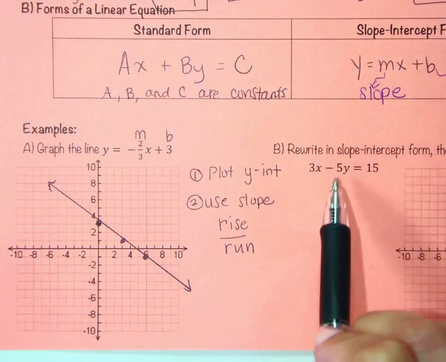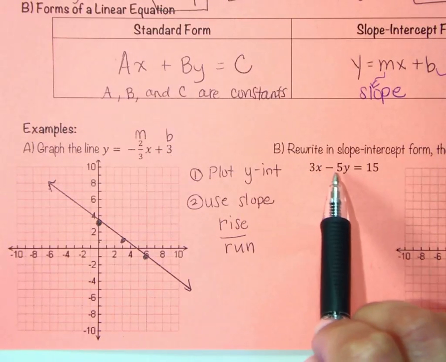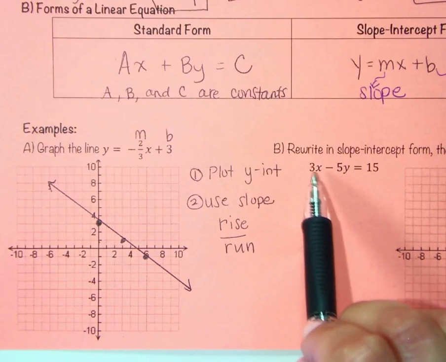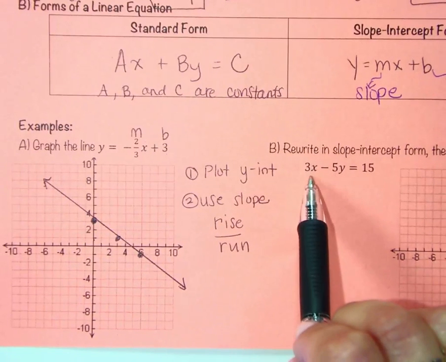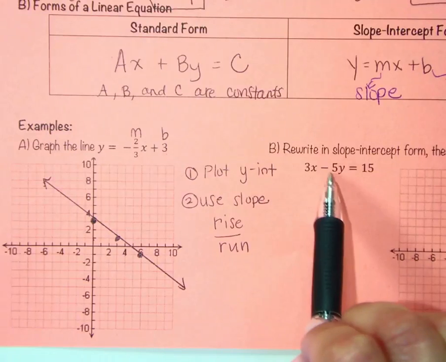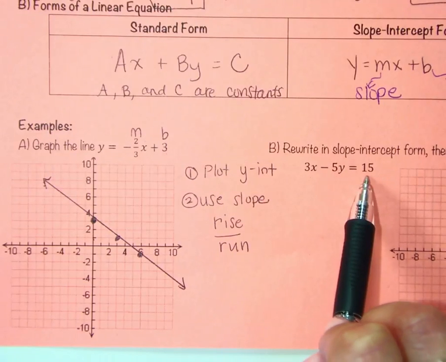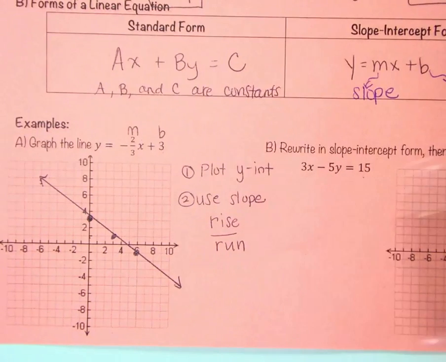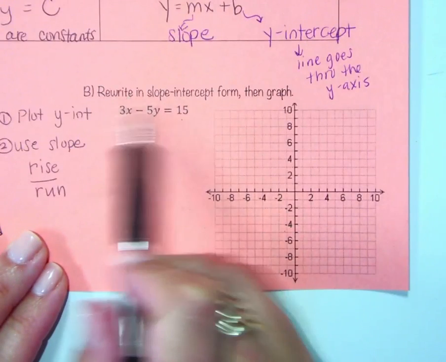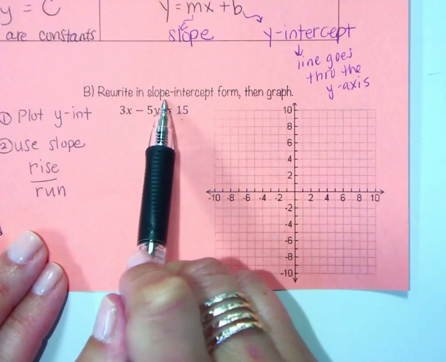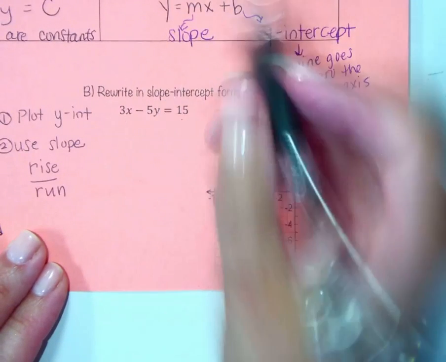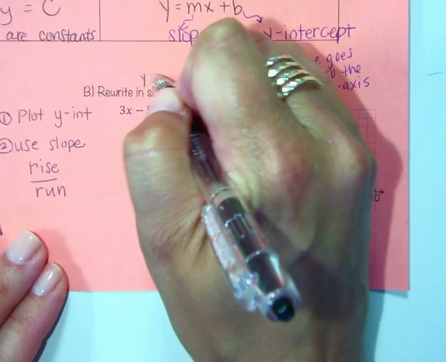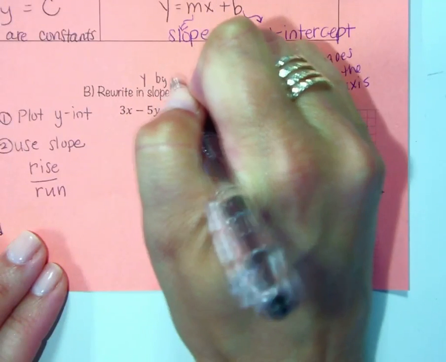So if you look down at the second example, this is an example of an equation in standard form. You can see you have your x term, then your y term, and then just the constant, the number by itself, okay? The first thing that we are going to do with this is we are going to just practice rewriting this in slope-intercept form, meaning we want y by itself.